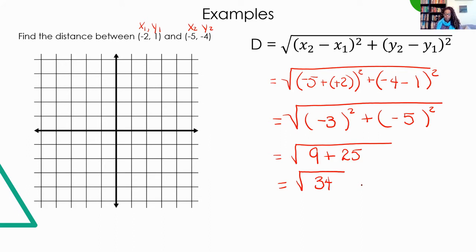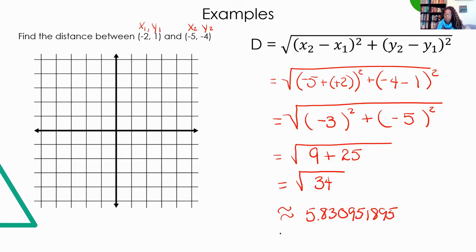So if I go to my handy dandy calculator, I have the square root of 34 rounded, let's say, to the tenth place. Okay, I usually kind of like to round to the hundredths place. That's normally where I'm at. So I have 5.830. Okay, so that's what I got in my calculator.